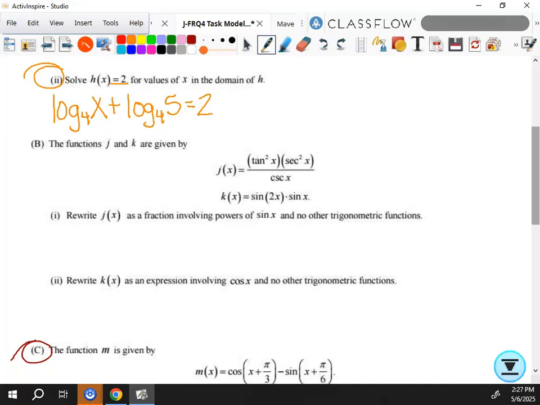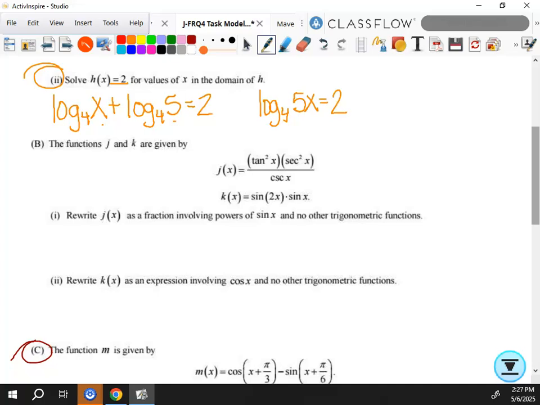I don't even have any exponents I have to deal with, right? I'm adding 2 logs with the same base. So this is going to become log base 4. What do I do with the arguments? Multiply them. Of 5x equals 2. Everybody good so far? Then what do I do next?